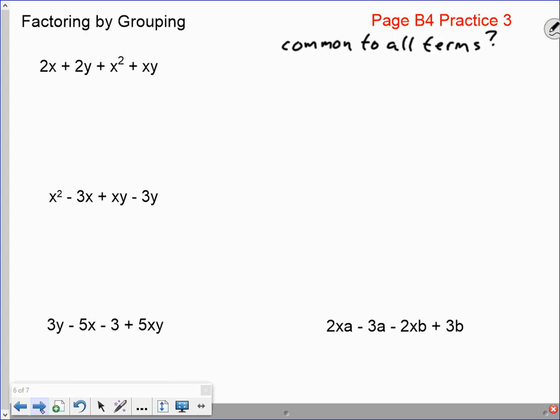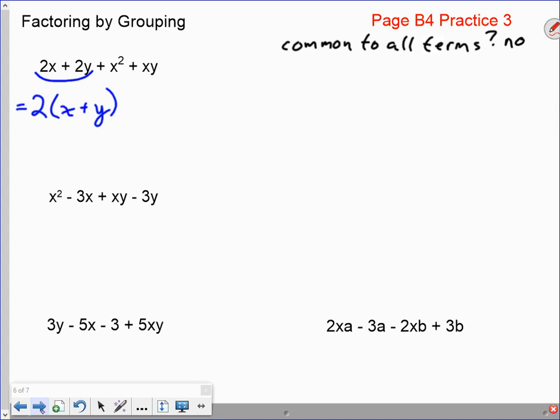Well, no. There's some with x's, there's some with y's, there's some with 2's, but there's nothing common to all 4 of those terms. If there's nothing common to all 4 of the terms, and you have 4 terms, you can try grouping the first 2 terms together and then just common factoring those ones. So if I just look at those first 2 terms, what is common to 2x plus 2y? Well, the 2 is common, and then in the brackets I'll need x plus y. So 2 times x plus y.